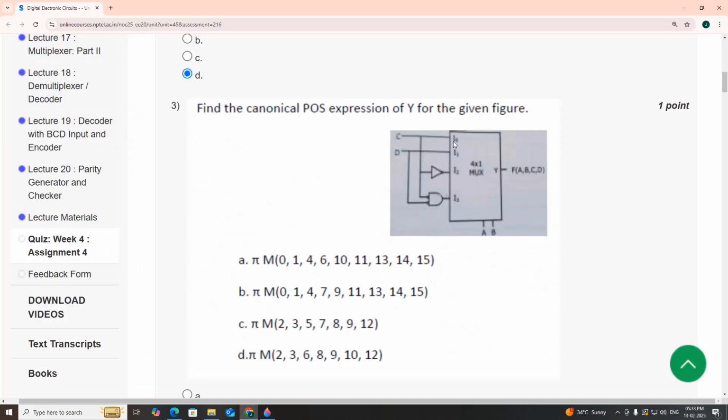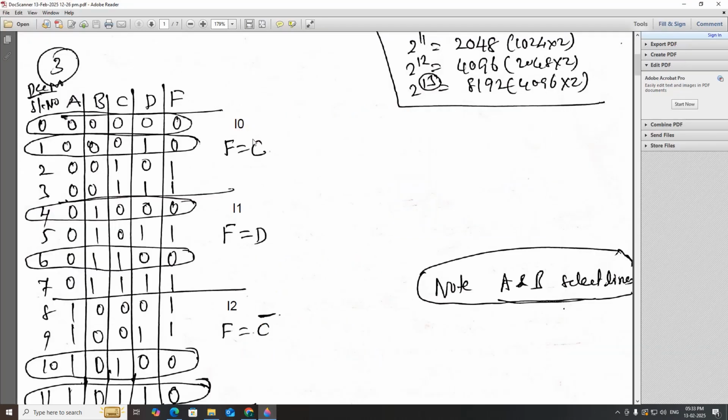f is connected to y0, and this y0 is nothing but C. So therefore this is I0. So therefore f equal to I0 is equal to C. Now after writing all the input combinations A B C D, f is equal to C. Therefore here C is 0, f is 0. C is 1, f is 1. Here C is 1, f is 1.